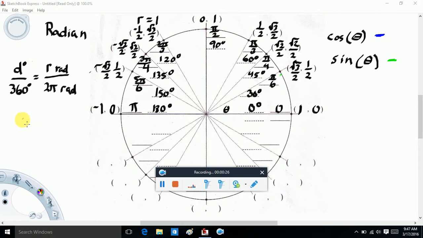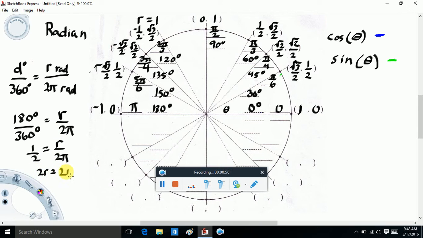So let's just say we have 180 degrees. It's r over 2 pi. We can simplify this fraction and then cross multiply, and we get 2r equals 2 pi, r equals pi. So if you look at 180 degrees, this arc right here, that's equal to pi radians.